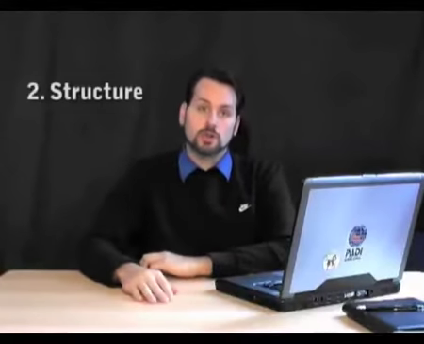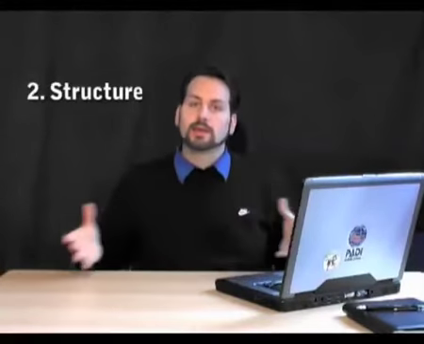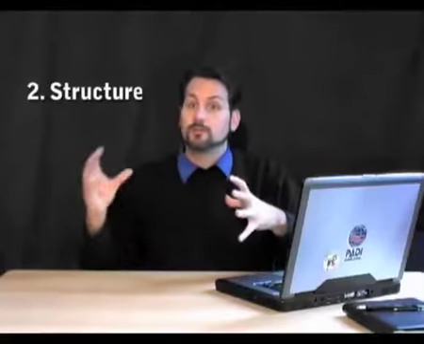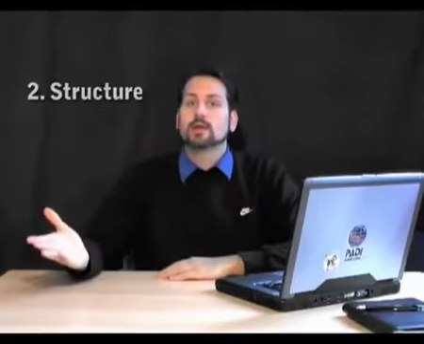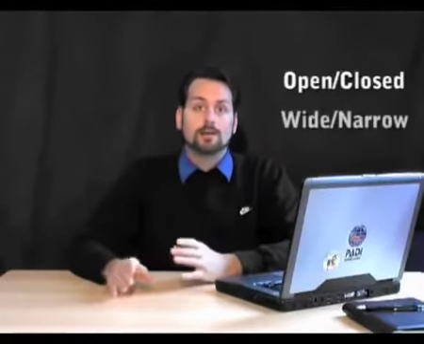Step 2 is structure. Now we need to build, just like if you're building a house, you build the structure of the house before you hang the details on it. You wouldn't lay carpet on a concrete slab before you've even put the walls up. So don't start doing details of the facial animation before you get the structure down. Okay? So the structure is very simple: open and closed, wide and narrow.